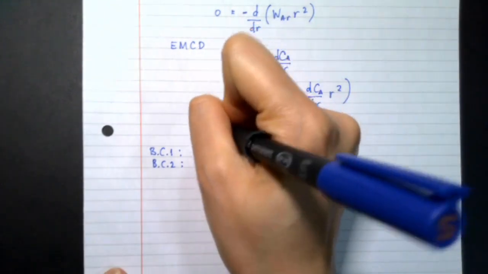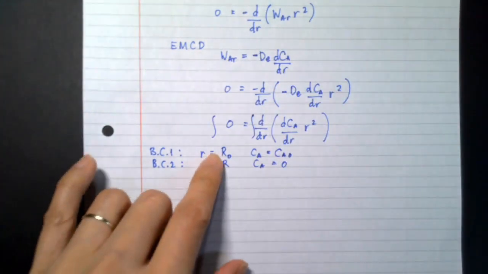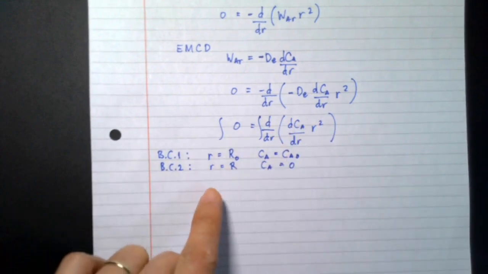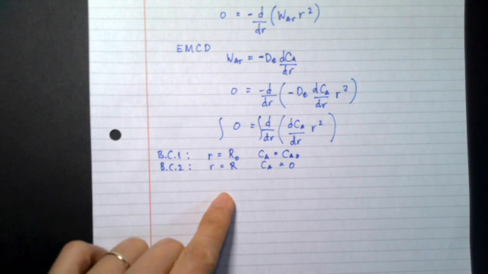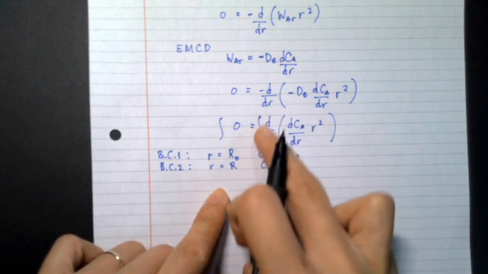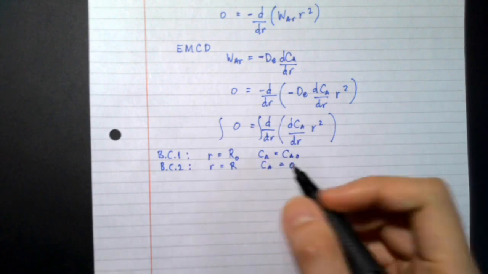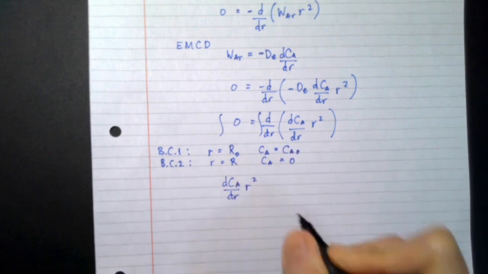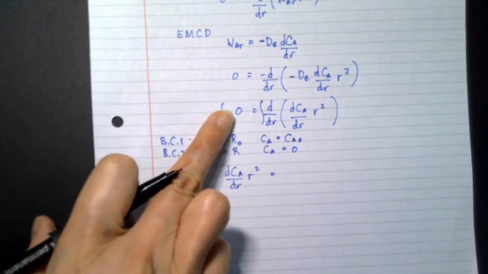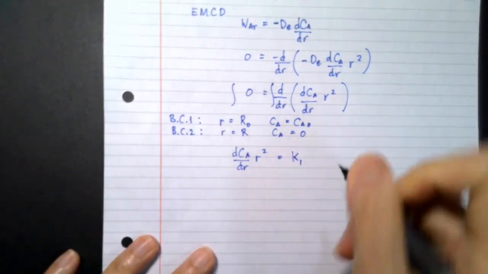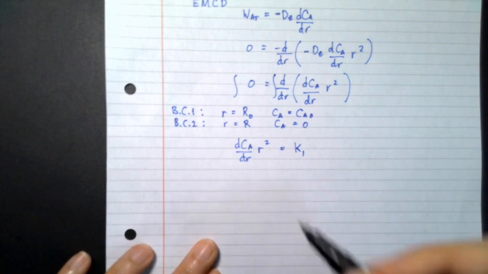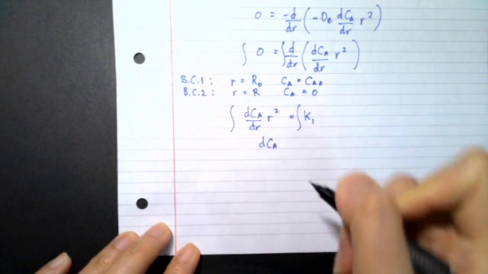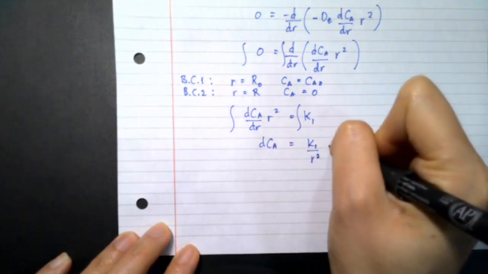Okay, so first integration. So this one first. So right-hand side. So I will now put that in the left-hand side of my new expression here. Okay, so the d/dr will just disappear if we integrate. So we'll have dCa/dr r squared. And the integral of 0 is a constant, k1. And then we can integrate again. We can rearrange this: dCa equals k1 over r squared dr here.